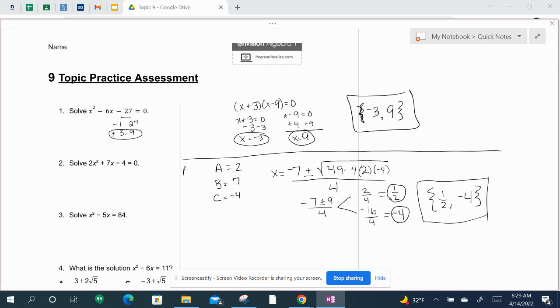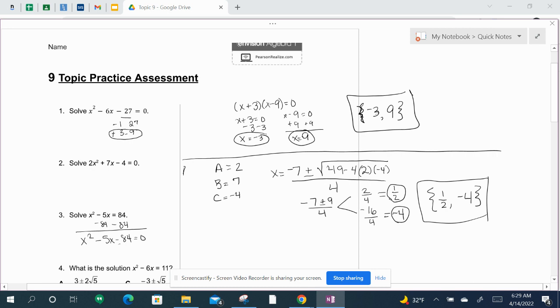Number 3, again, I look at this one. It's not equal to 0. So the first thing I'm going to do is subtract 84 from each side so that I can take a good look at this as a quadratic equation. And I get x squared minus 5x minus 84 is equal to 0. Now I see there are 3 terms here. This is not one I can use my square root method on. But because there's no leading coefficient, it might be one worth looking at for factoring.